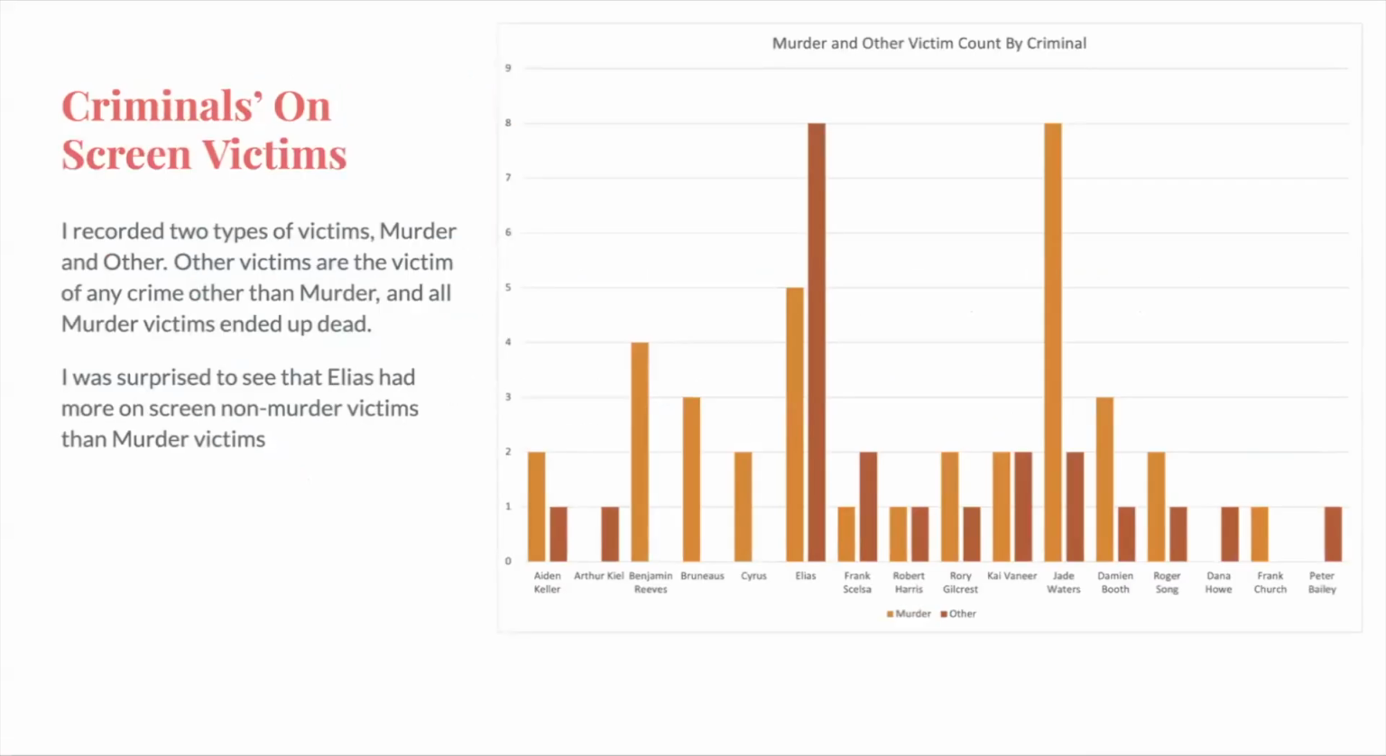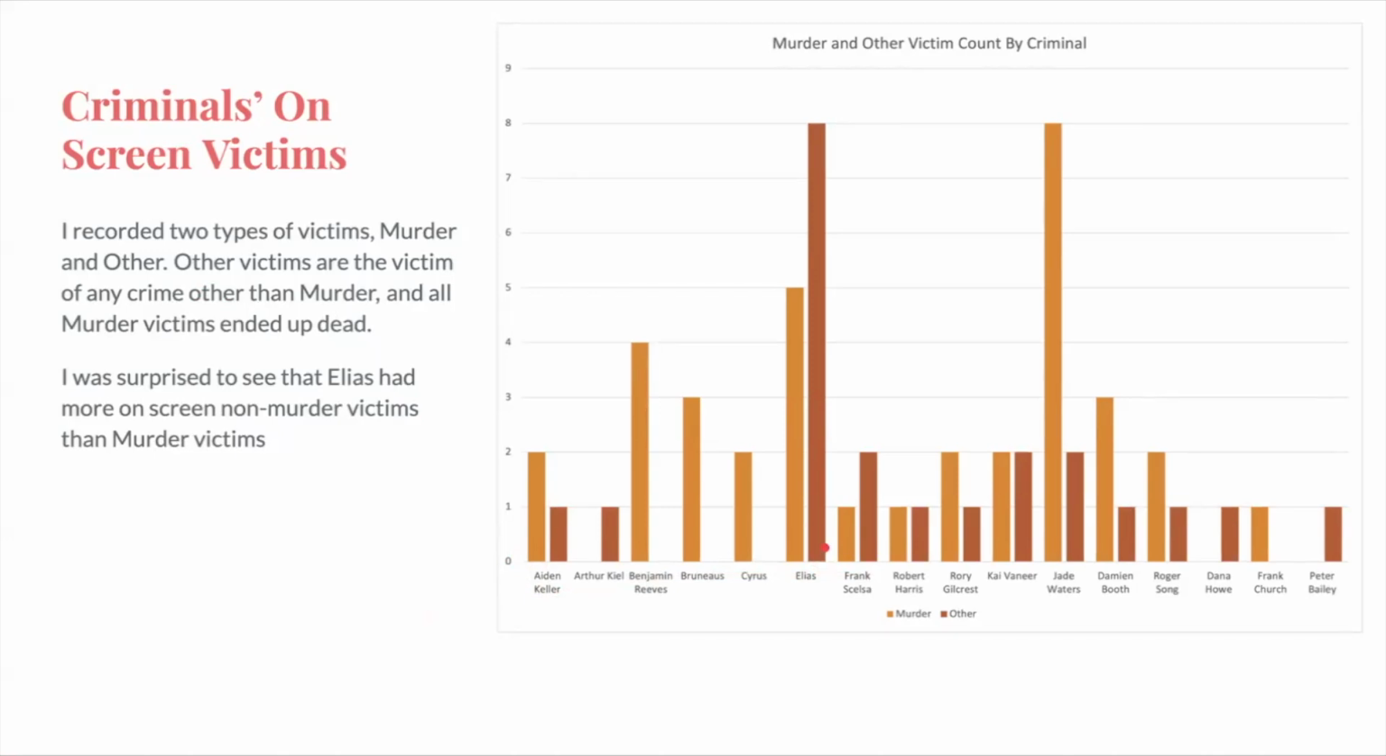This is a graph of the criminals' on-screen victims. As you can see, there are two colors. This lighter color is the murder victims, and this darker color is the other victims. Murder victims are, obviously, the people who died, and other victims are the victims of any crime other than murder, like abduction, mayhem, etc.